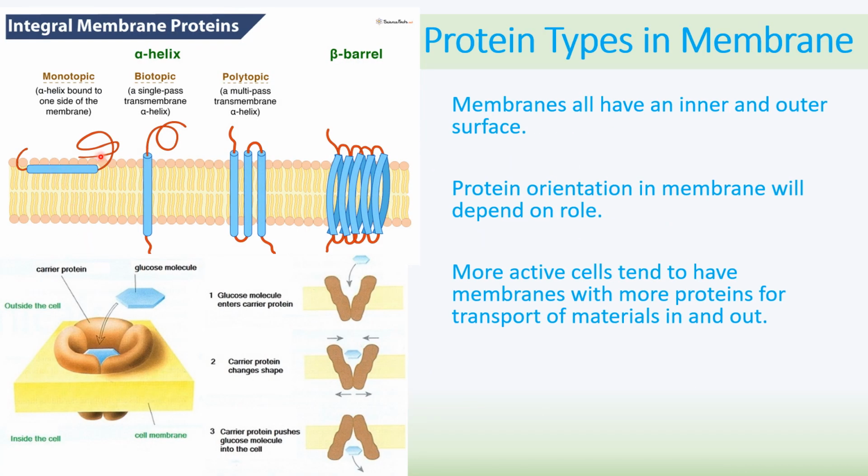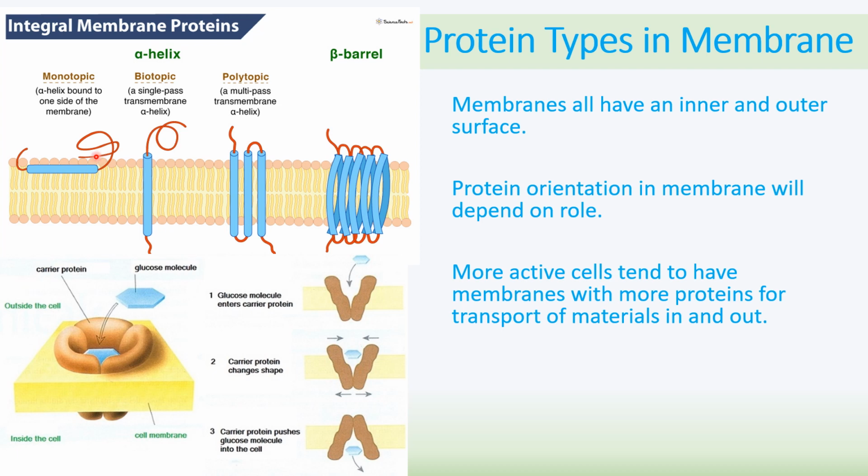Now, what type of proteins there are in the membrane will depend on the role of the membrane. Membranes obviously have an inner surface and an outer surface, and their protein orientation will depend on the role of the protein. But generally, the more active cells tend to have membranes with more integral proteins across the whole membrane, because they have to get more materials in and out of the cell.